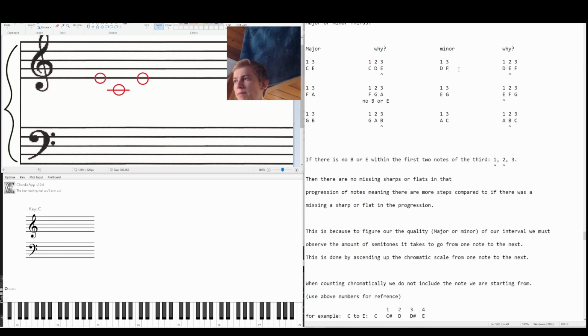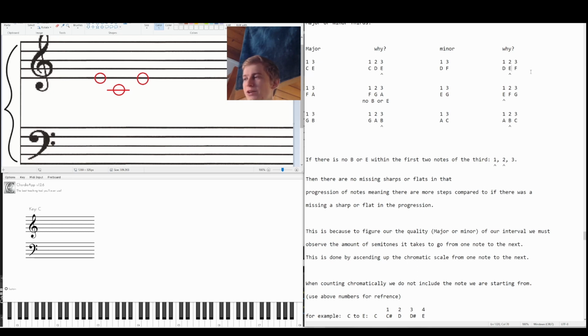Next, we're going to look at minor. If we look at minor, we have first a D and an F. And if we think about D to F, we have D, E, F. So we have an E in the middle. We do have the E, which is missing a sharp. Since E is missing a sharp, we now have one less step in this progression.